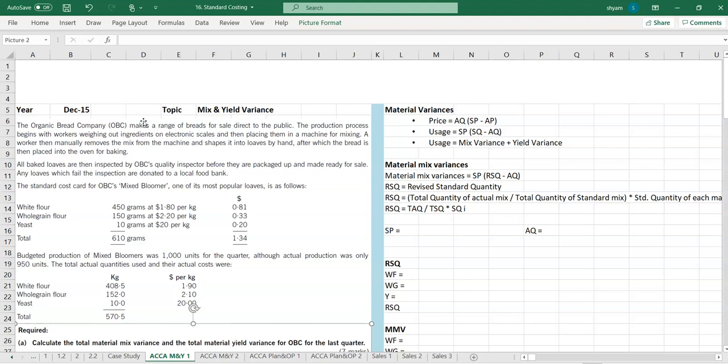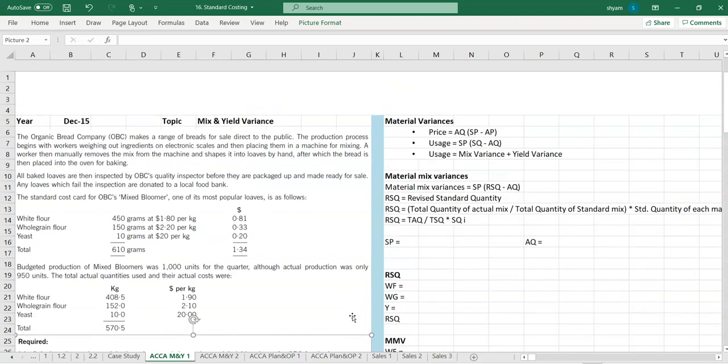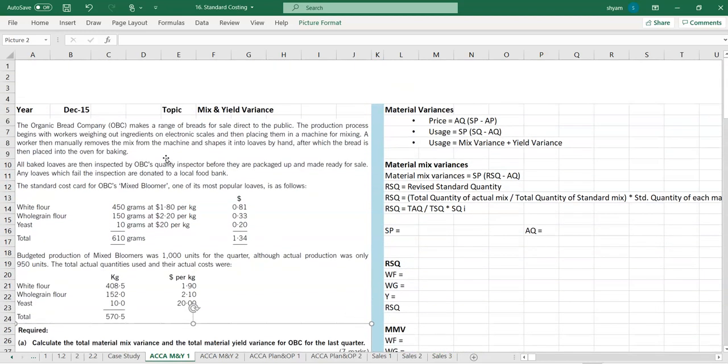Why is he giving so many stories? It is because of the second part, the 3 marks: why is the yield different? That's why he is giving all this baking and cooking class story.